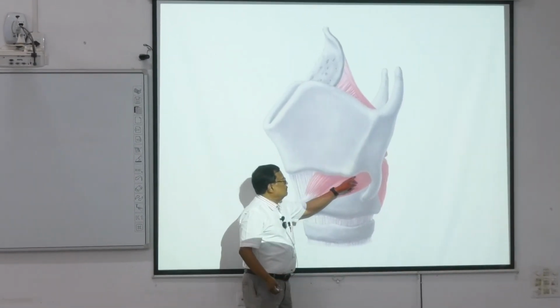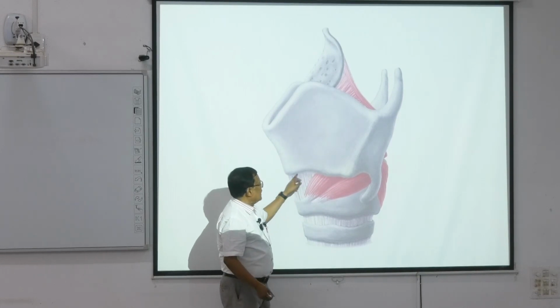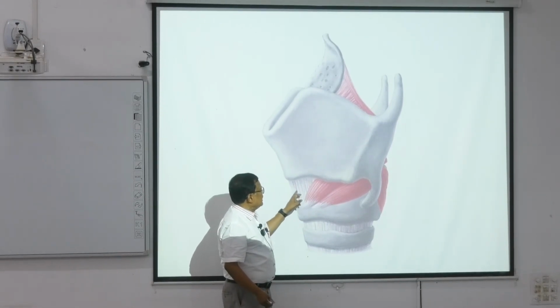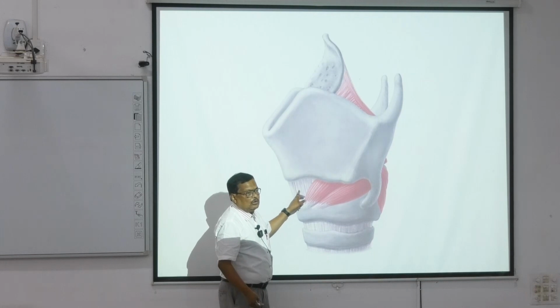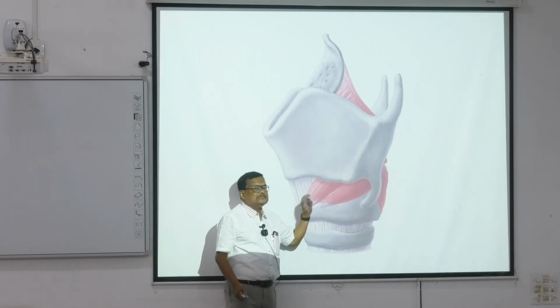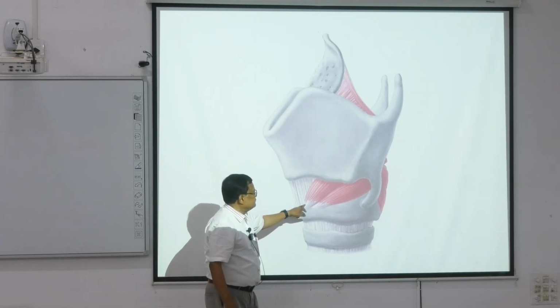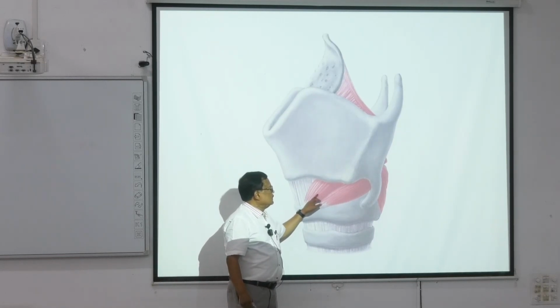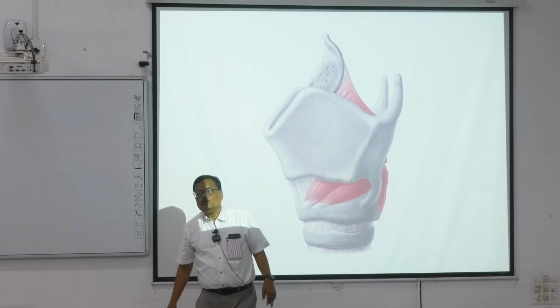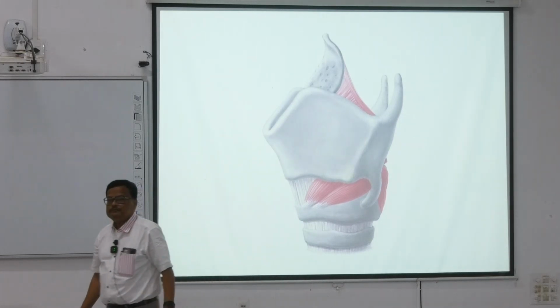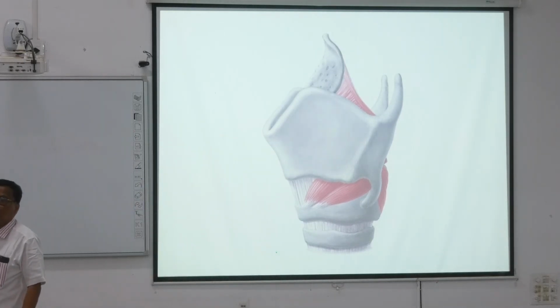At the lower border of the thyroid cartilage, there is one ligament, observe this carefully, and one muscle attached. A very important muscle. This is known as the cricothyroid muscle, the tensor of the vocal cord.